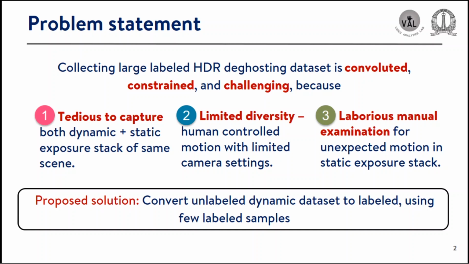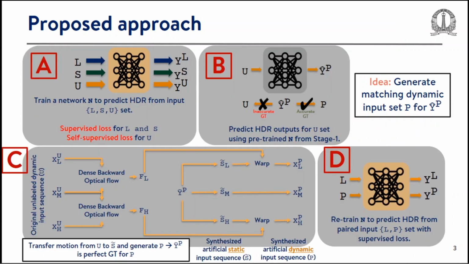We address the above limitations by using very few labeled images and many unlabeled images. In the first step A, we train a network N with few labeled images L and static images S, along with many unlabeled images U. We use a supervised loss function for L and S and a self-supervised loss function for U.